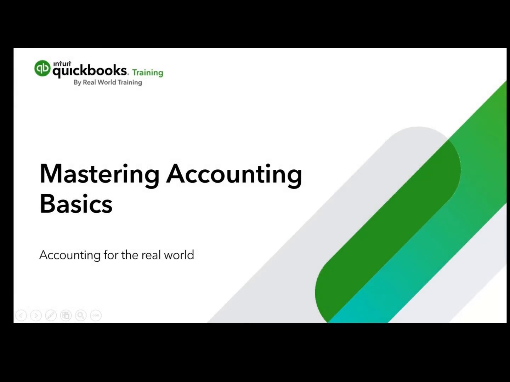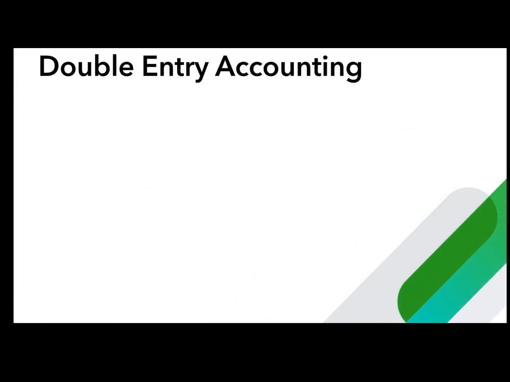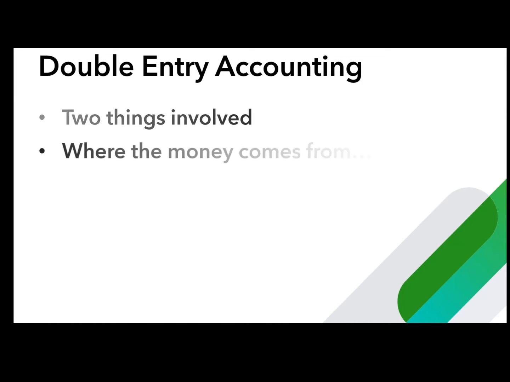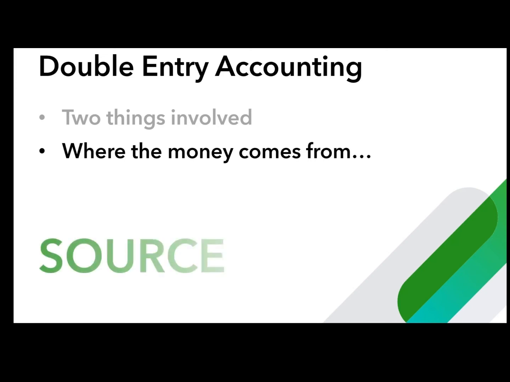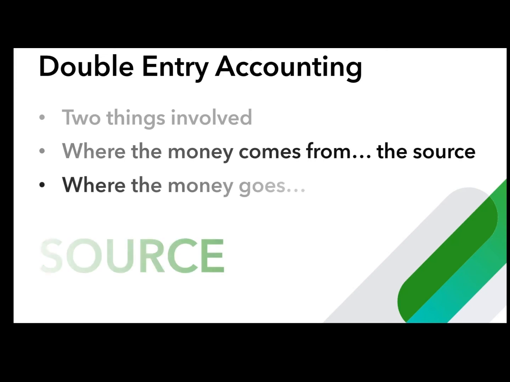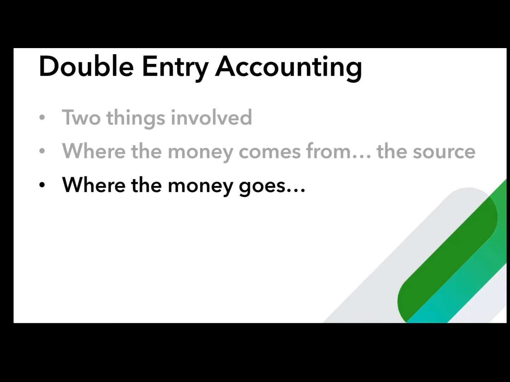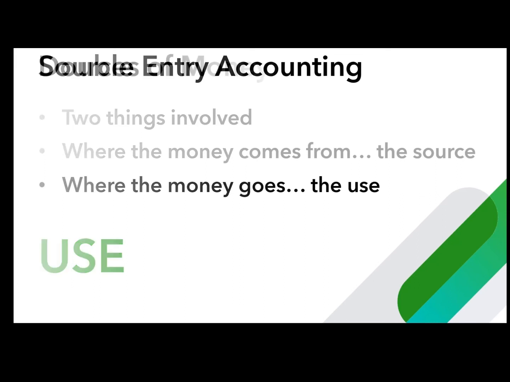Now you learn about double entry accounting. What does the term double entry accounting mean? This means there are always at least two things involved in every financial transaction. When you receive money or something of value, it must come from somewhere. Let's call this the source. When you spend money or something of value, it must go somewhere. Let's call this the use. Double entry accounting means that every financial transaction has a source and a use, and they are always equal in value. In other words, they are always in balance.